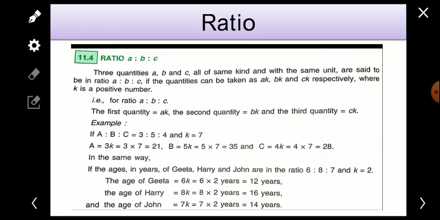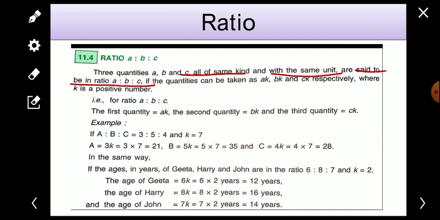Now the ratio A is to B is to C means the ratio of three quantities. Okay, three quantities A, B, C, all of the same kind. Here also all the quantities should be of the same kind and with the same unit. They are said to be in the ratio A is to B is to C if the quantities can be taken as Ak, Bk and Ck respectively, where k is a positive integer. We'll understand through the example.